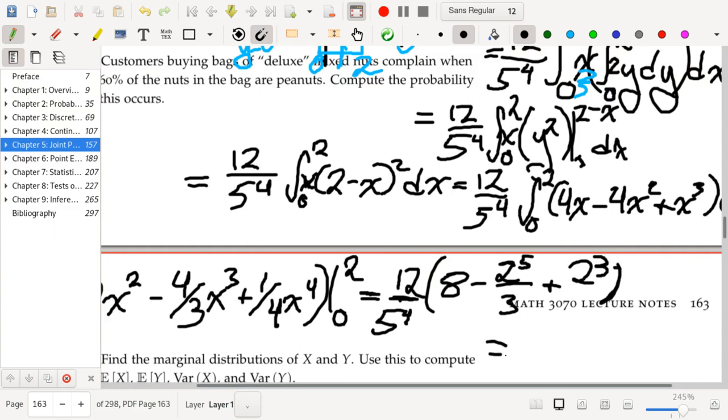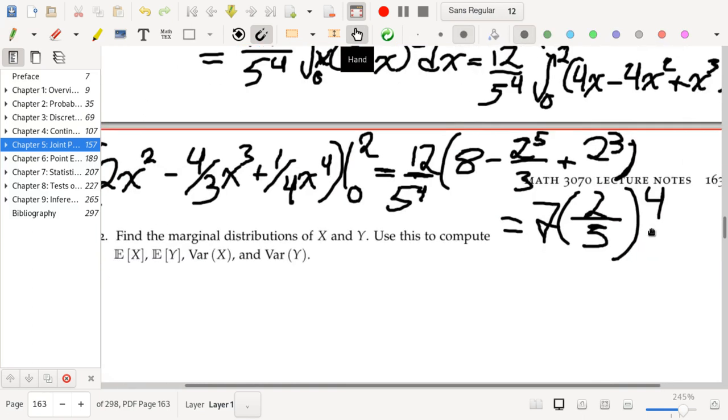And in the end, after you do the arithmetic, it's going to be 7 times 2/5 to the power of 4. And I'm willing to just leave it like that. You could then plug it into a calculator to figure out what that is as a decimal number. But I am content with this. All right.